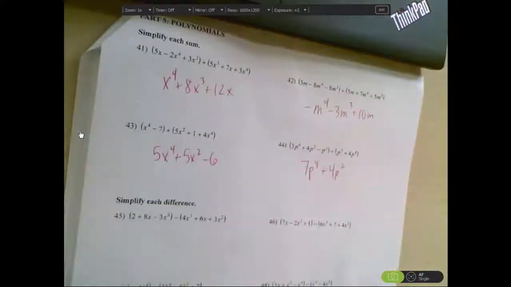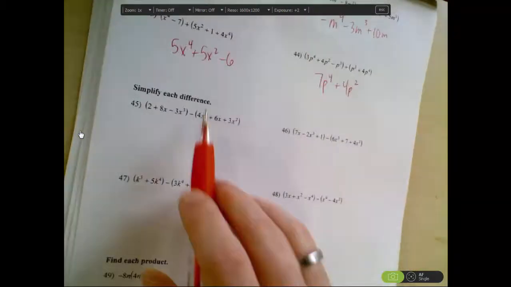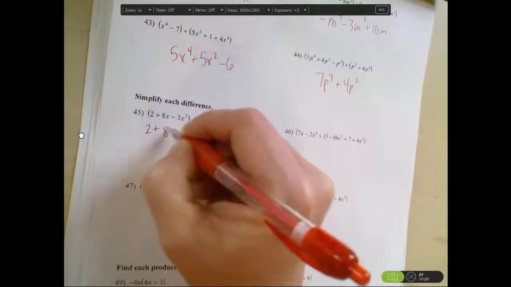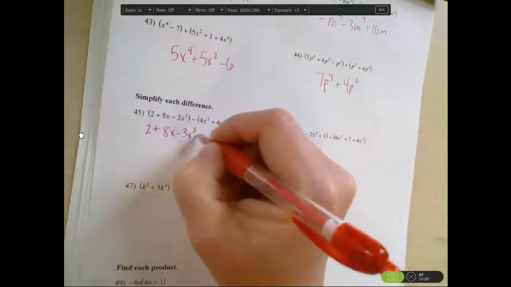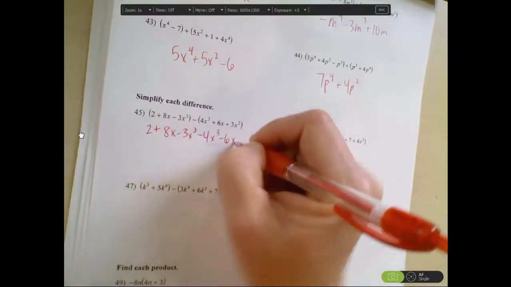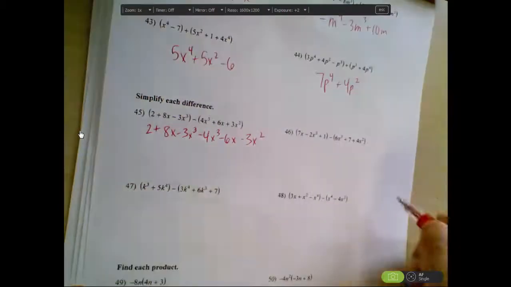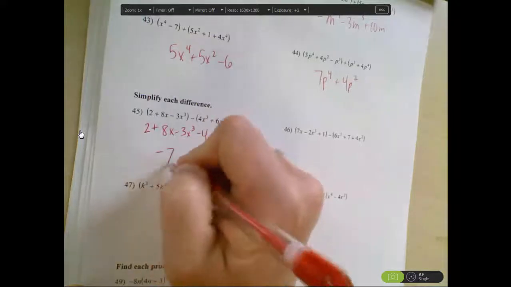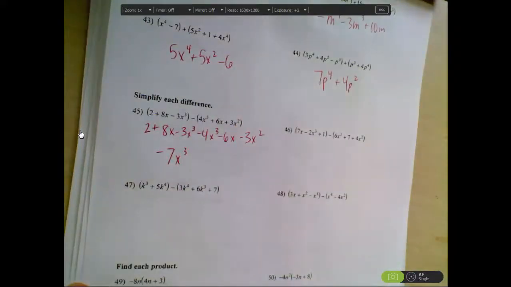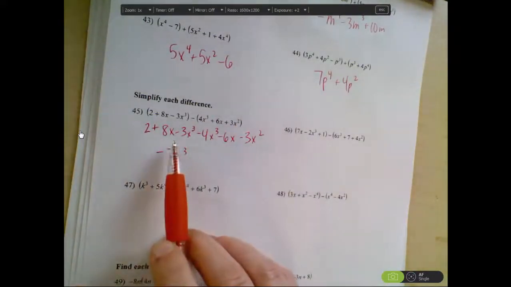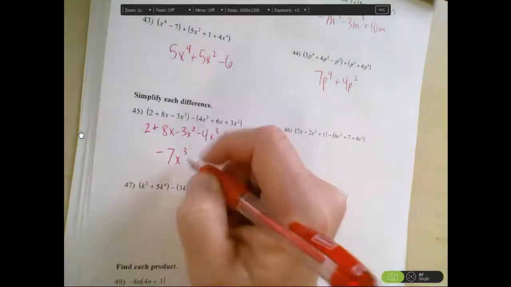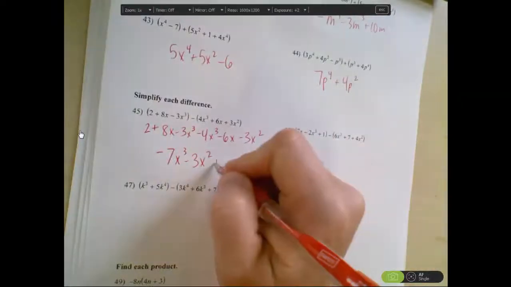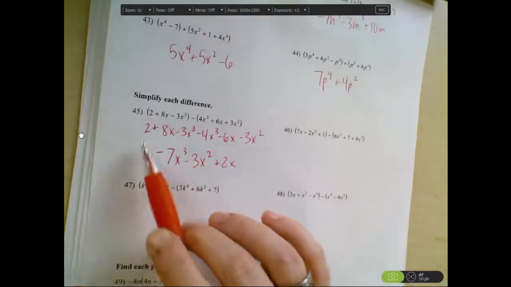Now down here, you have to remember that when you subtract a polynomial, you have to distribute this negative. So I'm going to rewrite it with a negative distributed to everything. Now I just combine like terms. Negative 3, negative 4 is negative 7x cubed. Now I just like to start at the highest exponent. That's just me. You don't have to do that. Next one is negative 3x squared. 8x minus 6x plus 2x, and then plus 2.